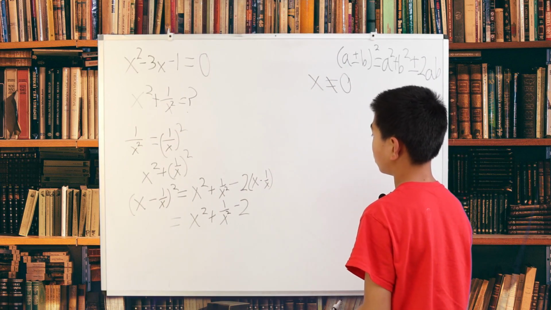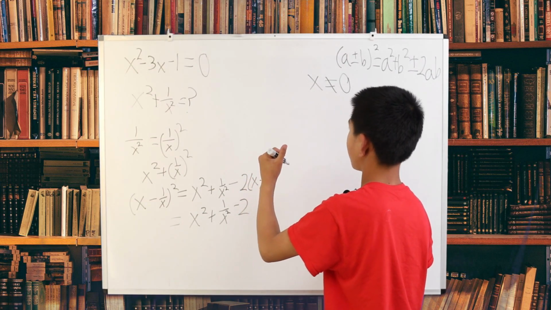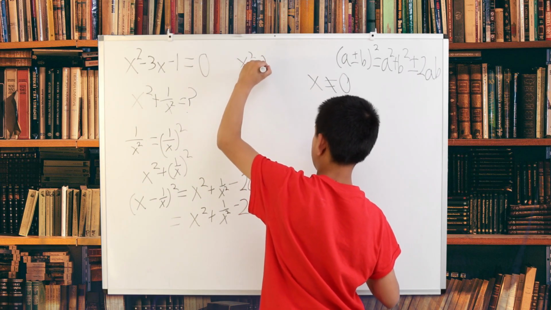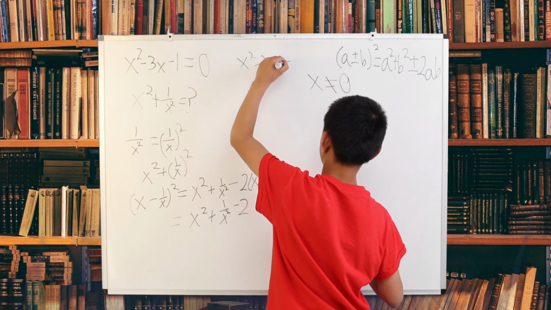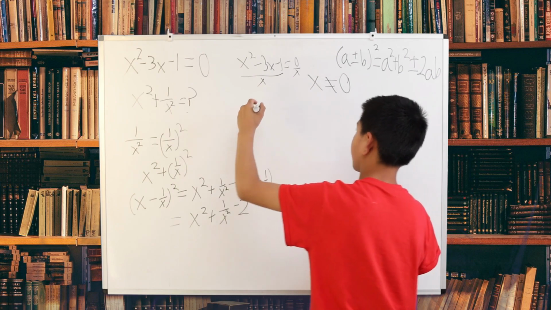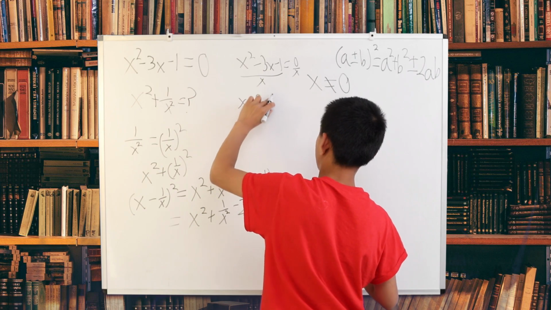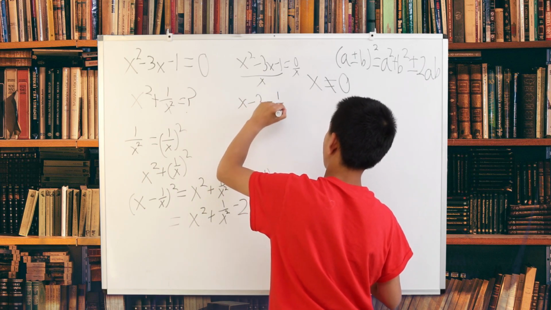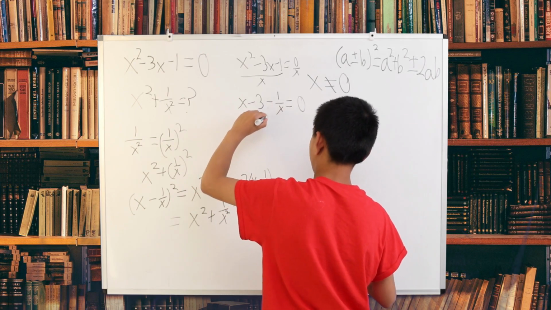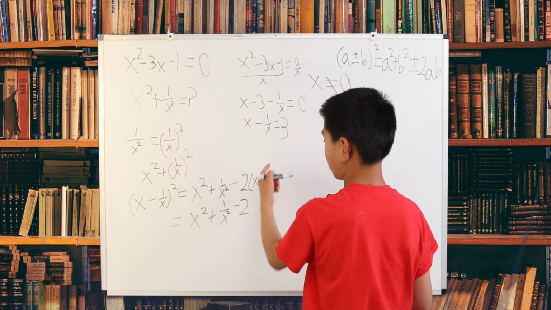Well, now what we can do is divide the whole equation by x, knowing that it's not 0. So that's going to be x squared minus 3x minus 1 is equal to 0, all of this over x. So this down here is just going to be x minus 3 minus 1 over x is equal to 0. So x minus 1 over x is 3. And now we can just plug this in here and solve.